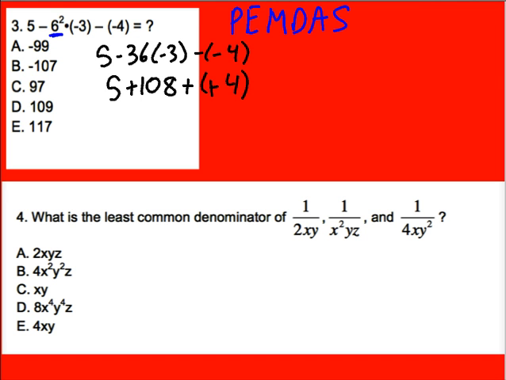So now I'm to the addition and subtraction piece. So now I add all those up. 5 plus 108 plus 4 is going to give me E, 117.